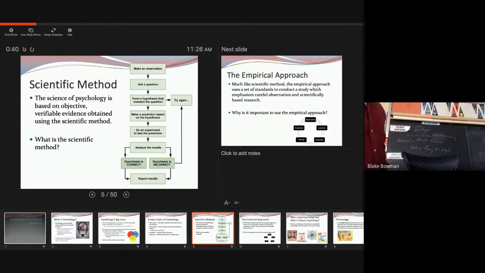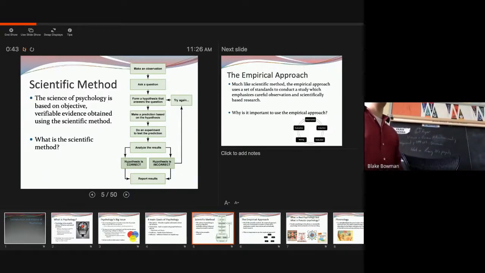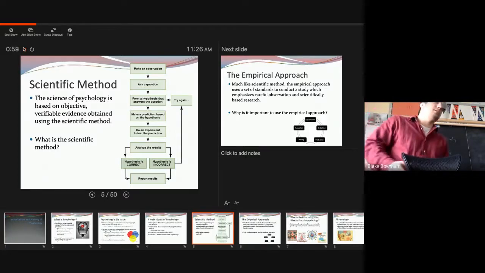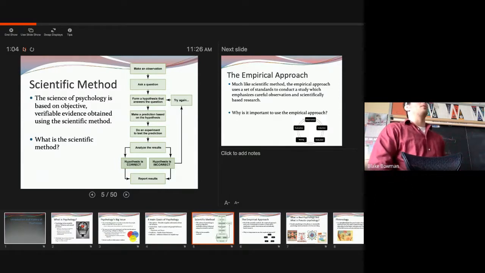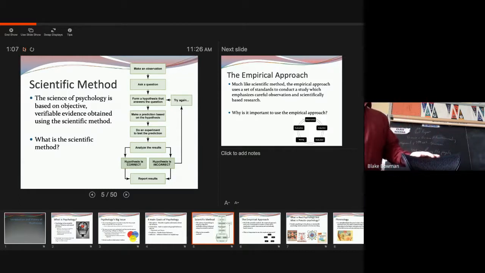All right, so the first step, you got to make an observation, right? And what goal does that fall under? Sarah, what goal does that fall under? Make an observation. Yeah, description. Good job. So you have to make an observation. You have to detail, take note of what a person might be doing, or an organism, an animal, right? Then you ask a question. So why does this person, this thing, do the things they do? Why do they have a personality the way they have? Why do they act the way they do? Whatever question it might be.